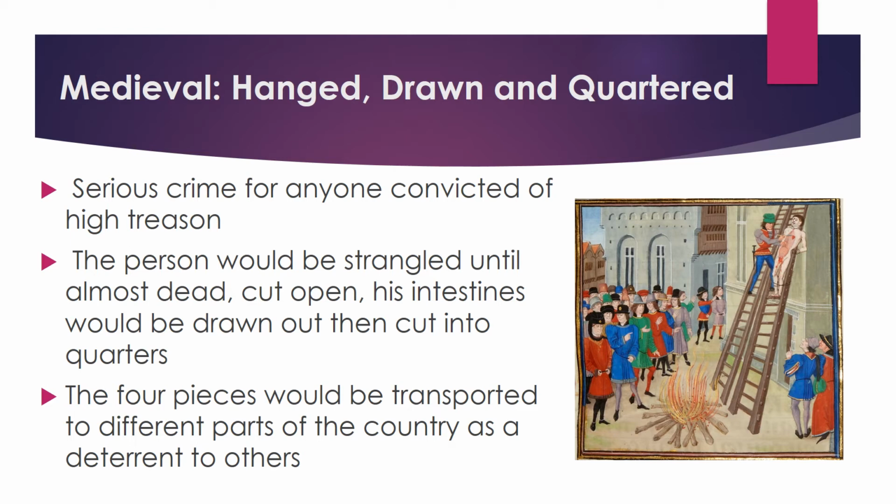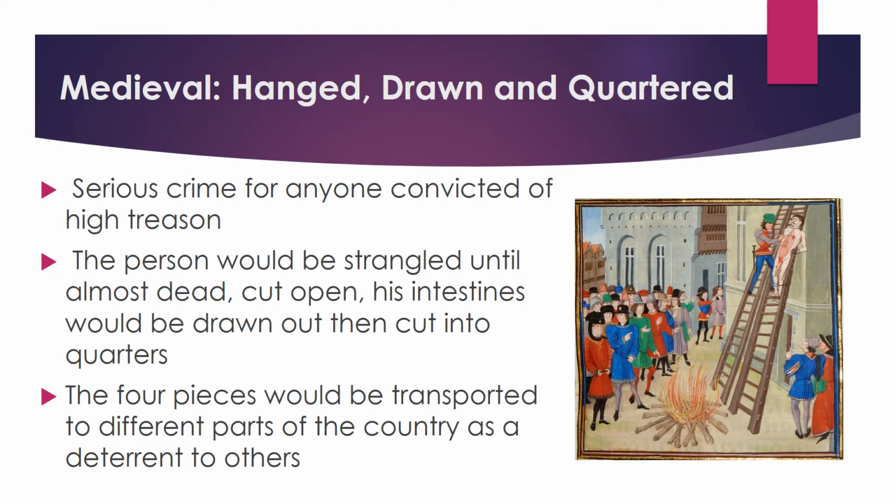So how the punishment works is that the person is hanged by the neck until they're almost dead, and then they are cut down. Their body is cut open and their intestines are drawn out and pulled out of their body. This is all happening whilst they are still alive. And then their head is chopped off, their body is cut into 4 quarters, and these 4 quarters are sent to different parts of the country. The reason why the 4 quarters are sent to different parts of the country is so that everyone can see what happens when you commit the most serious of crimes of going against your king.